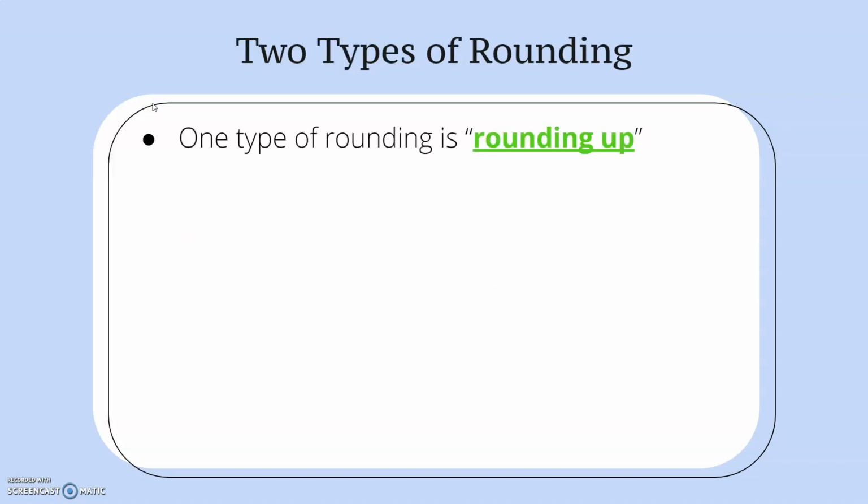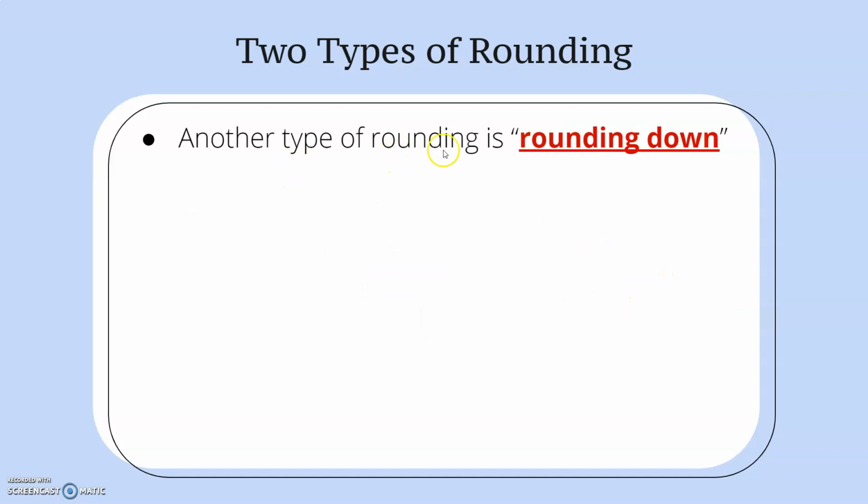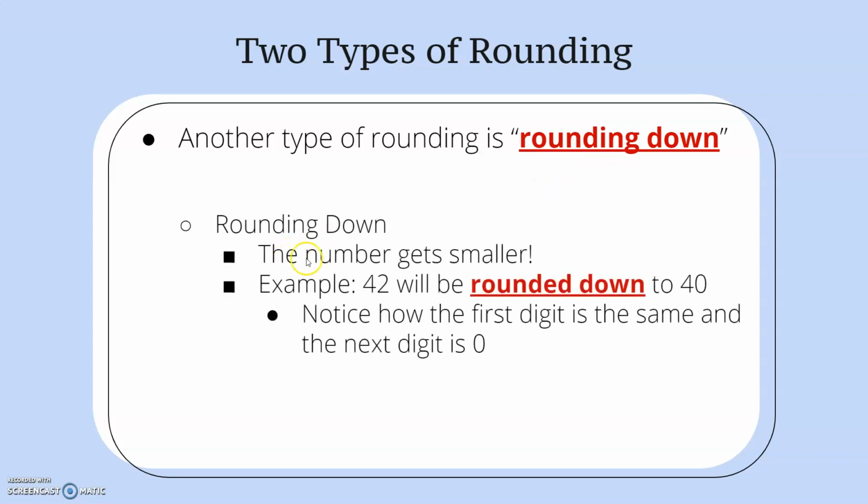One type of rounding is rounding up. When rounding up, the number looks like it's getting bigger. So we say that 47 we round it up to 50. Just notice how the number is bigger, but the last digit is a 0. Another type of rounding is rounding down. The number looks like it's getting smaller. For example, 42 will be rounded down to 40, and you can see the first digit stays the same, and then the next digit is 0, so you're decreasing it.